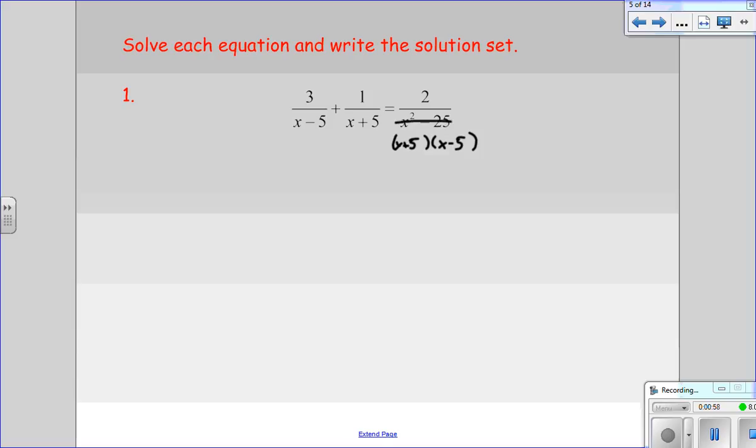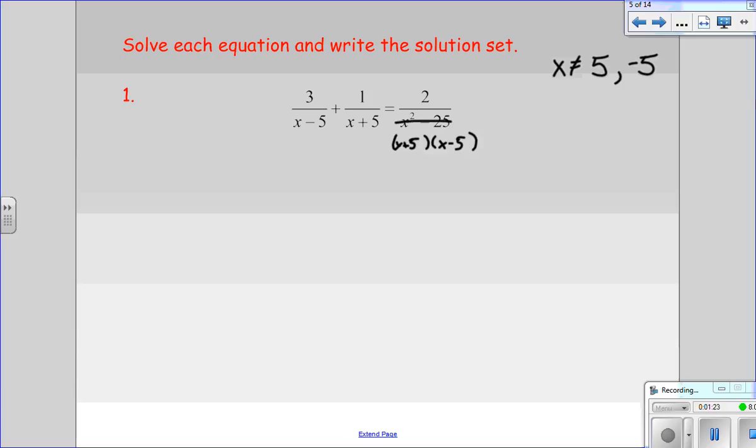So let's list what our restrictions are. The value of x could never be a positive 5, and it could never be a negative 5, because this would make one or more of my denominators equal 0, which would make some of my terms undefined. So now that we've listed our restrictions, let's clear our fractions.